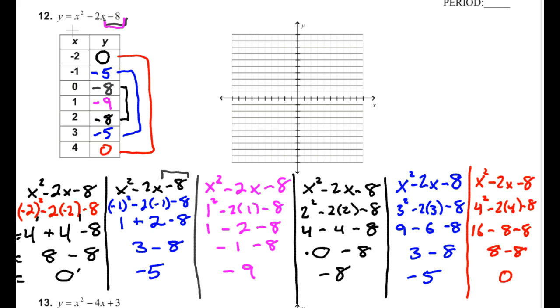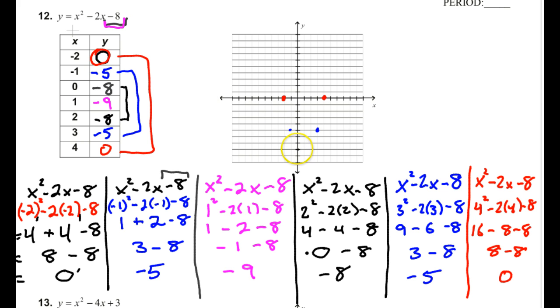So there's the whole problem. We can go through and graph them all. Negative 2 and 0 and 4 and 0. 2, 3, 4. Negative 1 and negative 5. 1, 2, 3, 4, 5. Negative 1. And we have 3 and negative 5. And we have 0, negative 8.